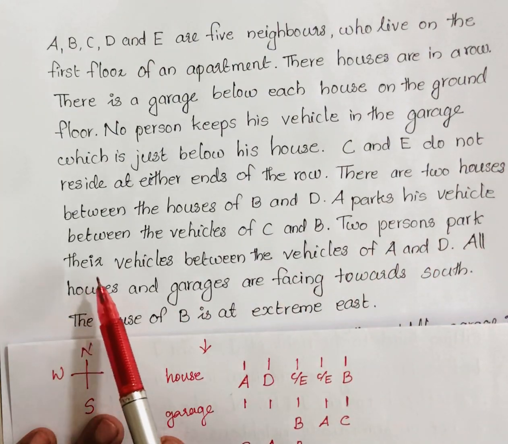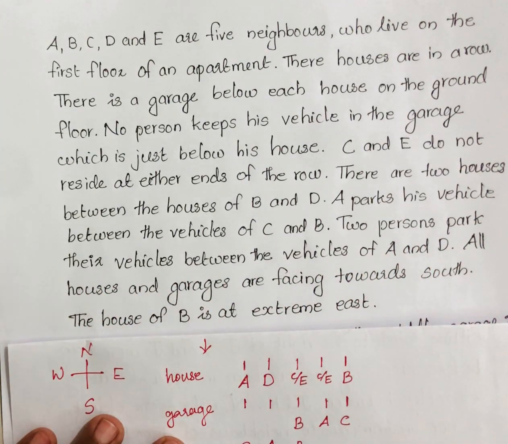Then next condition, two persons park their vehicle between the vehicles of A and D. Here A is in the middle. So two persons between A and D is not possible. So we can avoid that possibility.